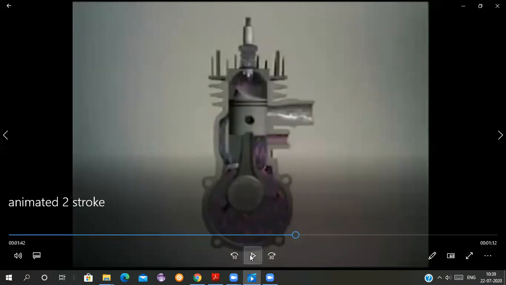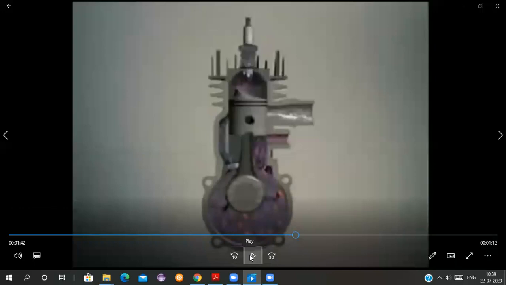Okay, so observe this. At this stage, the inlet port is the only one open, when the piston is at the top dead center, at the top. And both the other ports are closed.